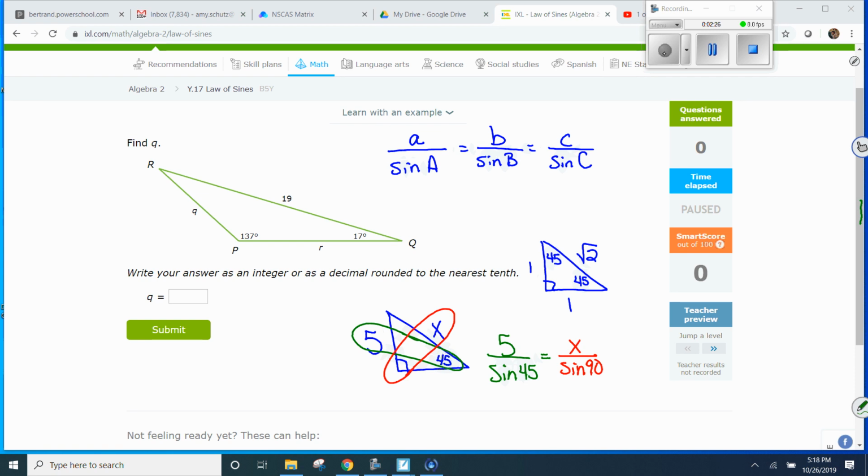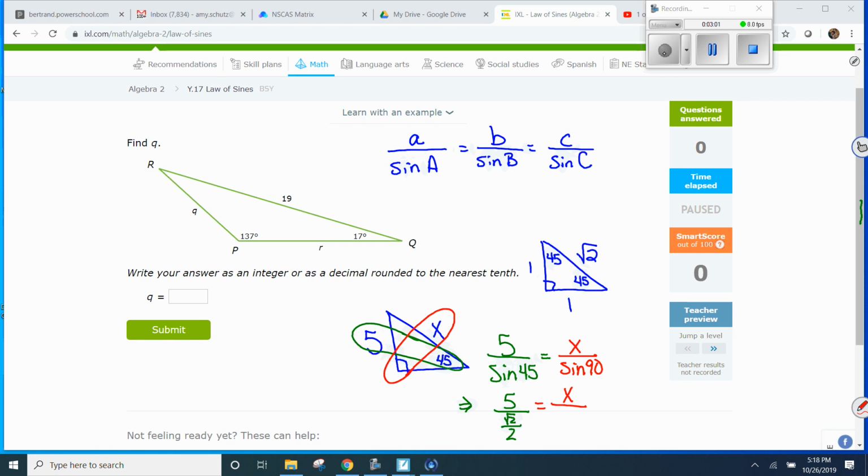Now I don't know what examples you're going to have where you can't use a calculator. But if I were to continue calculating, it's going to be 5 over the sine of 45. The sine of 45 degrees, if you fold in your 45-degree finger, which is your middle finger, the sine is going to be radical 2 over 2. Now that's equal to x times the sine of 90 degrees.